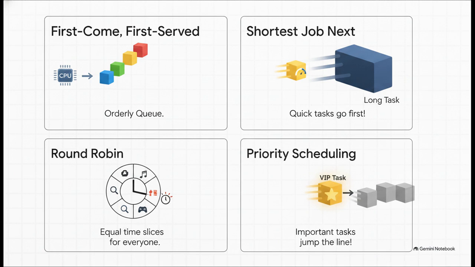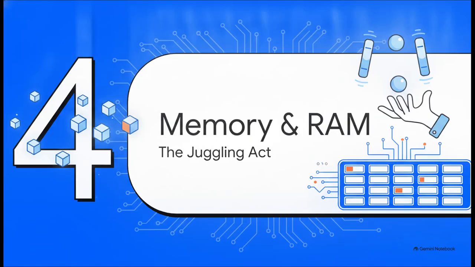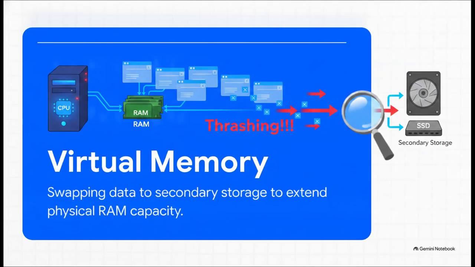And finally, priority scheduling just makes sure your absolutely vital system tasks always run before any low-level background stuff. Let's move to step 4 and see how this builds. Managing memory and RAM, the juggling act. So, CPU logical addresses have to be mapped to physical addresses in your RAM.